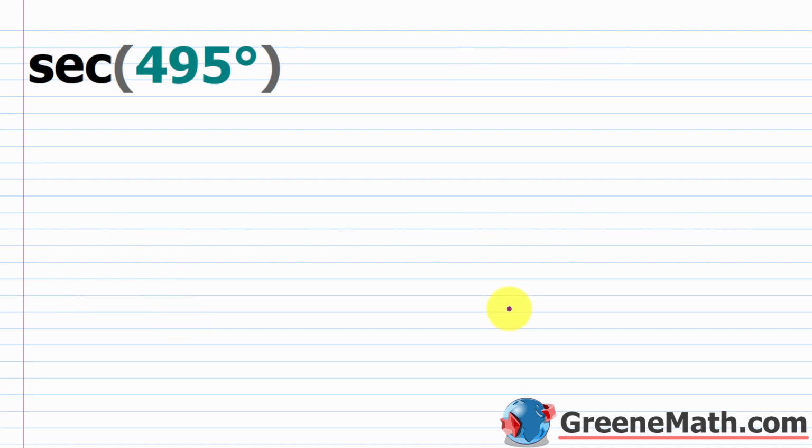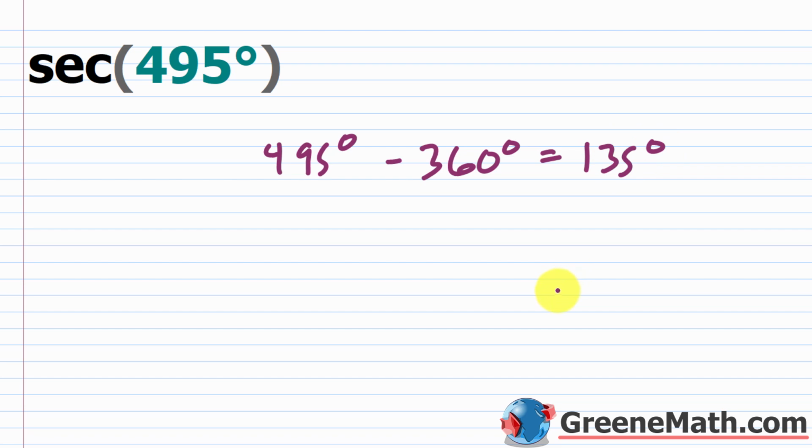Okay, let's look at one more. So here we have the secant of 495 degrees. So again, I would first find my coterminal angle. So 495 degrees. Let's subtract away 360 degrees. And that's going to give me 135 degrees. So when I think about a 135 degree angle, again, I'm going to be in quadrant 2. In my reference angle, my theta prime is 180 degrees minus 135 degrees, which is 45 degrees. Okay, so that's what I'm working with there.